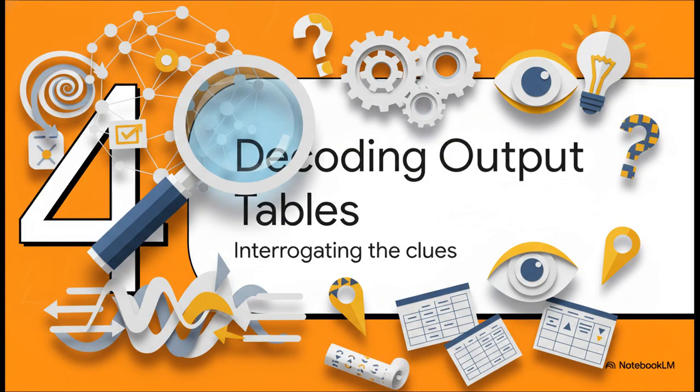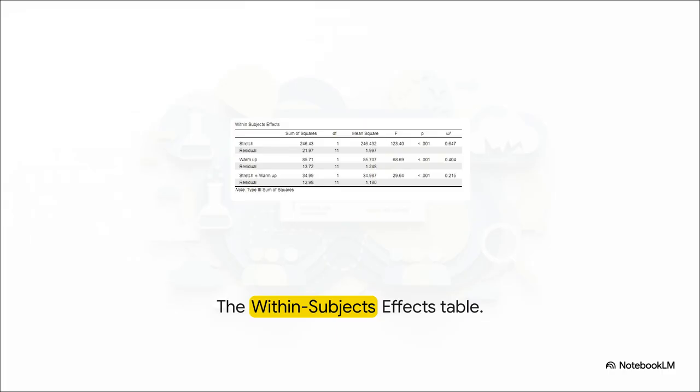The crunching is done, the suspense is over. Let's carefully interrogate these outputs and find our clues. Once the results are generated, you're going to see a few different tables. You can completely ignore the between subjects table for this specific run. Our absolute goldmine is the within subjects effects table.